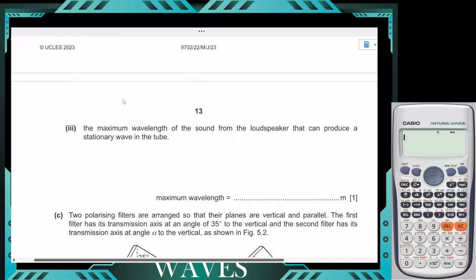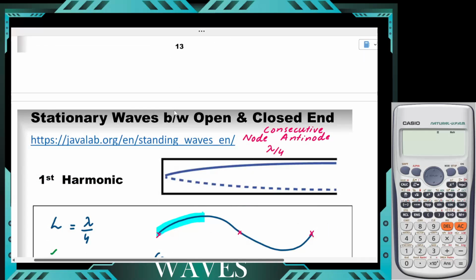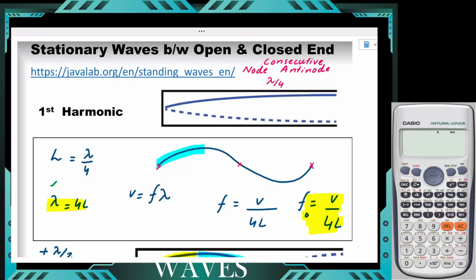So let's take a look at the next part. The maximum wavelength of the sound from the loudspeaker that can produce a stationary wave in the tube. Maximum wavelength. For the maximum wavelength, can I say they are referring to minimum frequency? And minimum frequency is also called the fundamental frequency or first harmonic. So for the first harmonic, the fundamental frequency, you get the maximum wavelength. When one end is closed and the other end is open, what is the formula for wavelength for the first harmonic? Let's scroll up all the way up. So this is the case: one end closed, the other end open.